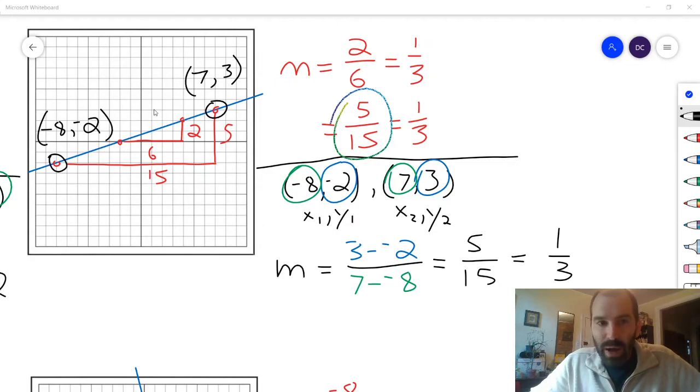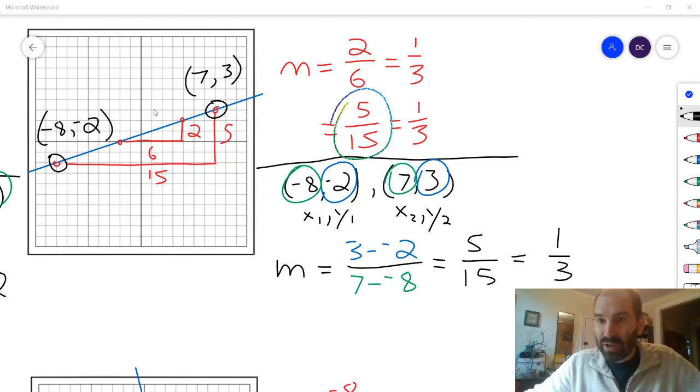Now you might say, well, how do I know which point to make x1, y1 and which point to make x2, y2? It turns out it doesn't matter, right? I could have switched these around, and I invite you to do that. Go ahead on your own. Switch those around. Call the point on the right x1, y1. Call the point on the left x2, y2. Do the same computation. You get exactly the same answer. It doesn't matter. So that's a really great thing about slope. It doesn't even matter what order you put the points in.